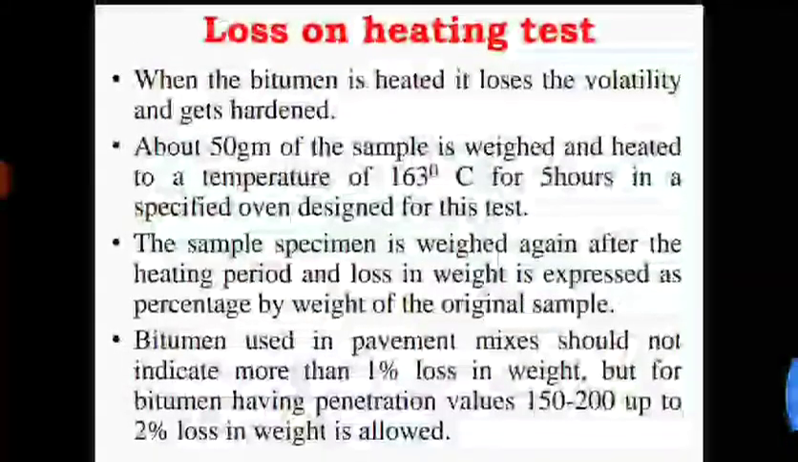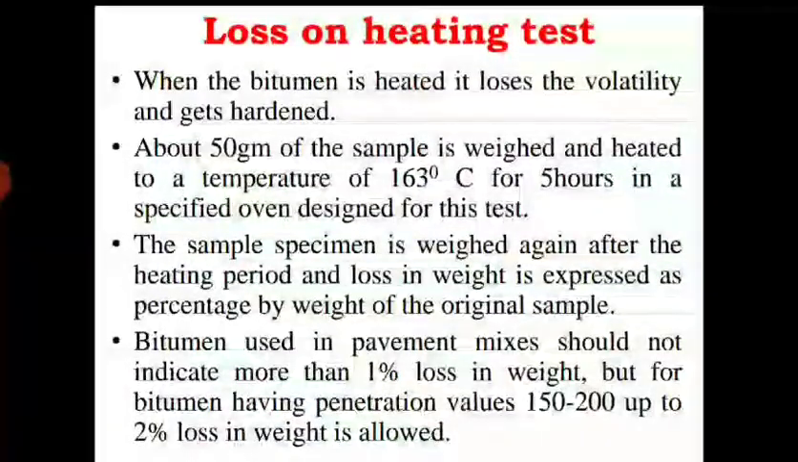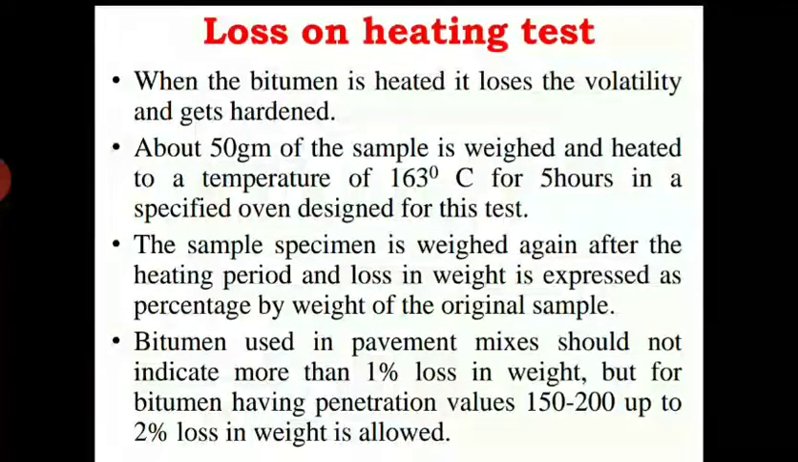And the next one is the loss on heating test. When the bitumen is heated, it loses volatiles and gets hardened. After a certain time it will get hardened. For this test we need to take about 50 grams of the sample and heat it to a temperature of 163 degrees Celsius for 5 hours in a specified oven designated for this test.